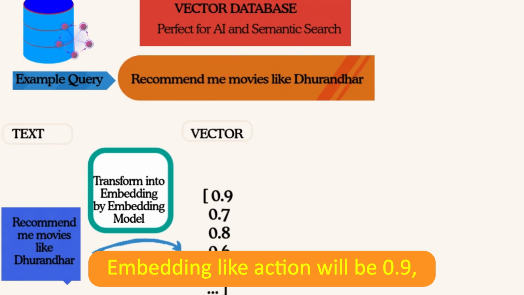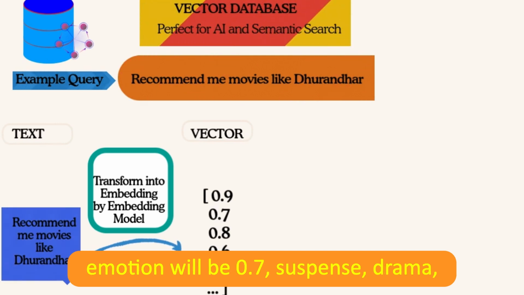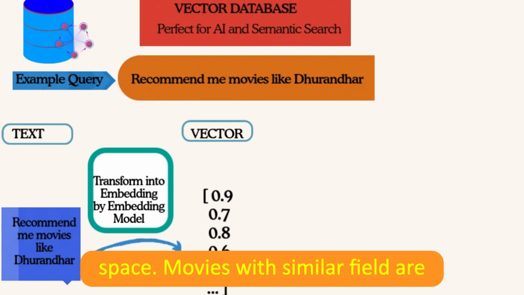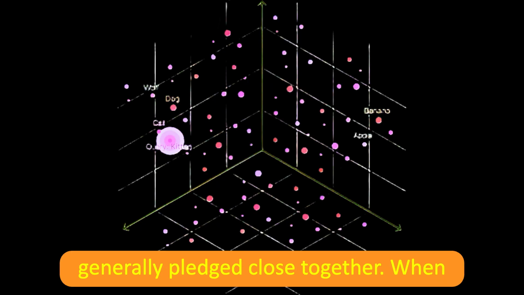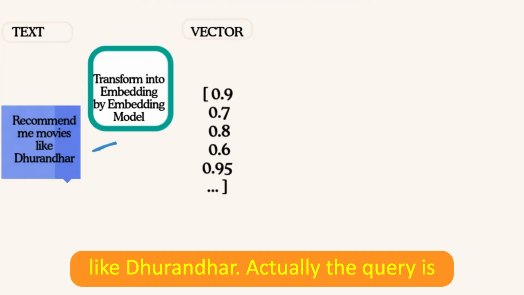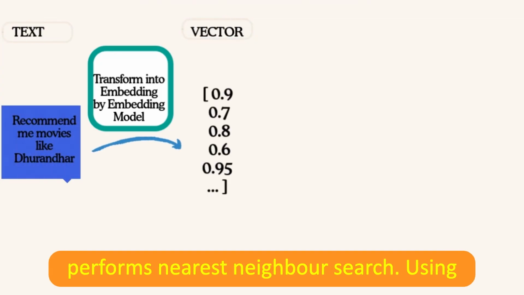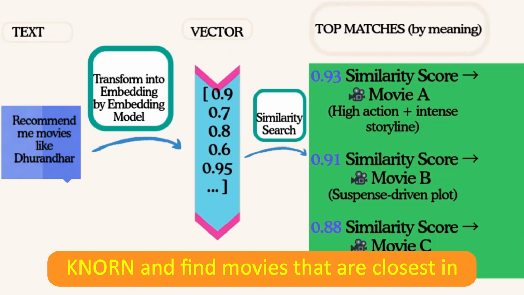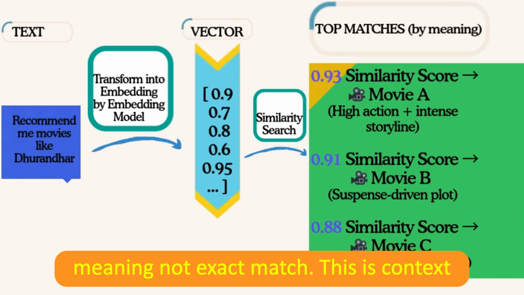Embeddings, like action will be 0.9, emotion will be 0.7, and likewise suspense, drama, intensity. Now every movie becomes a point in multi-dimensional space. Movies with a similar feel are generally placed close together. When you hit search for movies like Dhurandhar, the query is converted into a vector, then the system performs a nearest neighbor search using KNN or ANN and finds movies that are closest in meaning, not an exact match. This is basically context-aware search.